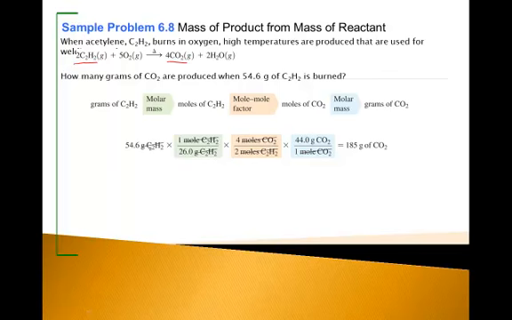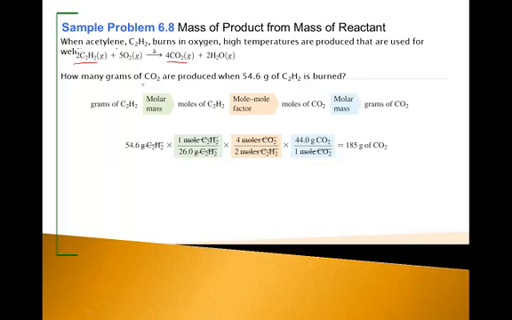And that goes on the bottom to cancel with what I started with, the 54.6 grams. Now that's going to give me moles of the C2H2. Next step is I'm going to have to go from moles of that one to moles of the CO2. And to do that, I'm going to need that ratio of my coefficients, or that mole ratio. And my mole ratio says that I have 2 moles of C2H2 for every 4 moles of CO2. So the 2 moles of C2H2 go on the bottom, the 4 moles of CO2 go on the top. And then I would cancel, and now I have moles of CO2.